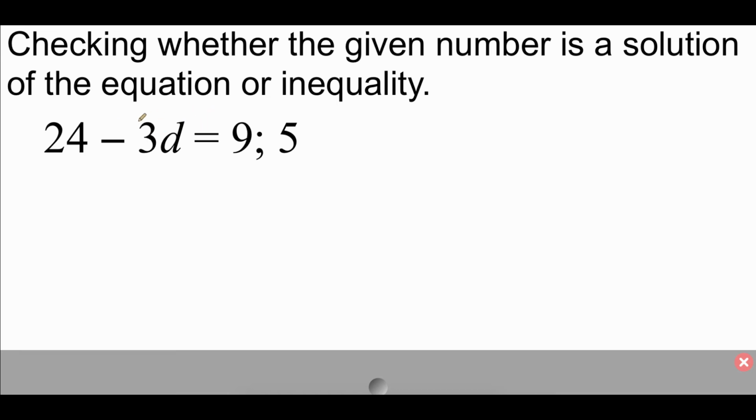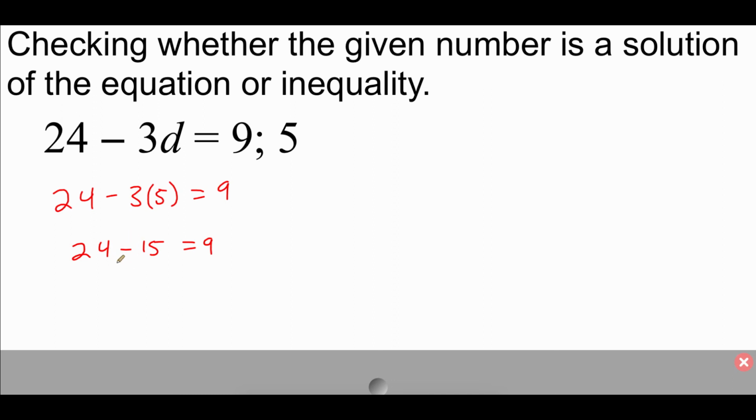So here we're supposed to look at the equation 24 minus 3d equals 9. And they're asking us to test out if 5 is a solution. So I need to take that 5 and plug it in for d. So we would get 24 minus 3 times 5 equals 9. Now we're going to simplify down the left-hand side, and we're going to see if that does in fact equal 9. Order of operations says I need to take care of this multiplication first. So 3 times 5 is going to be 15. So we get 24 minus 15 equals 9.